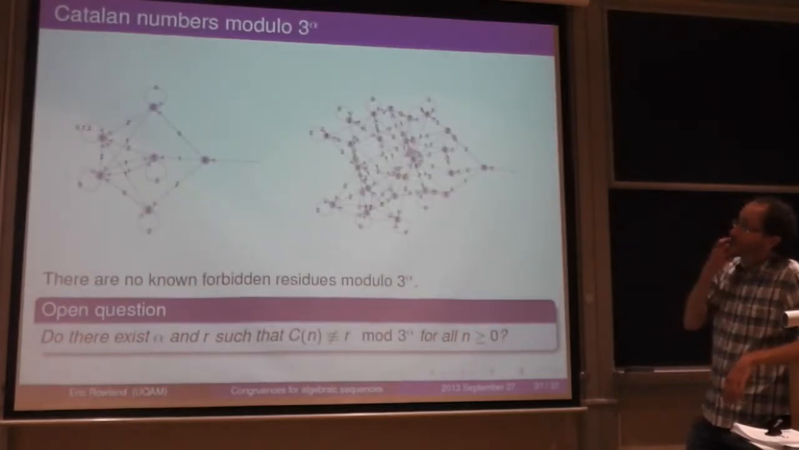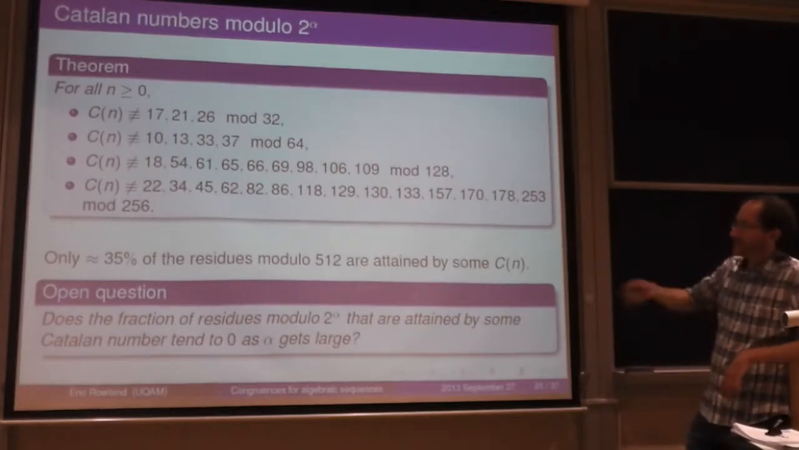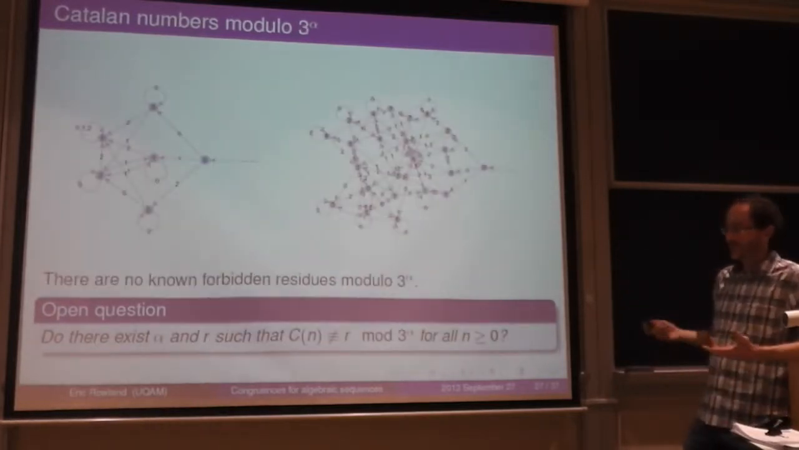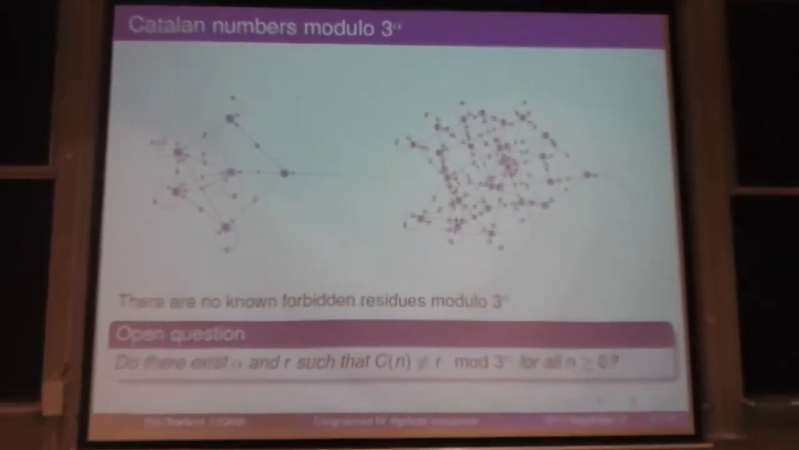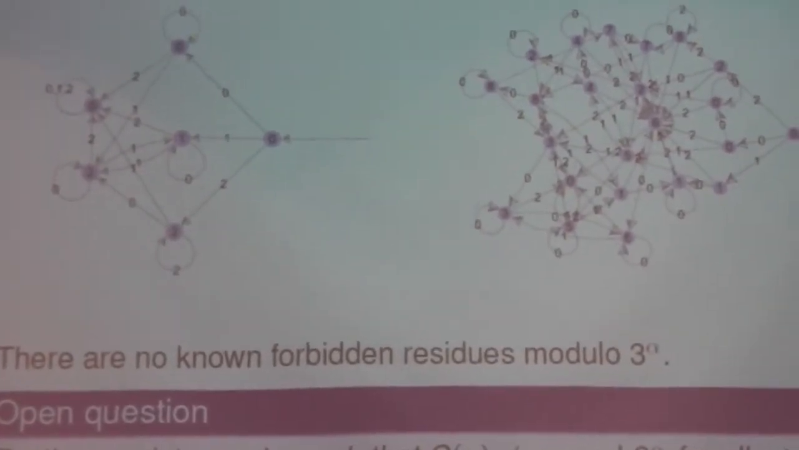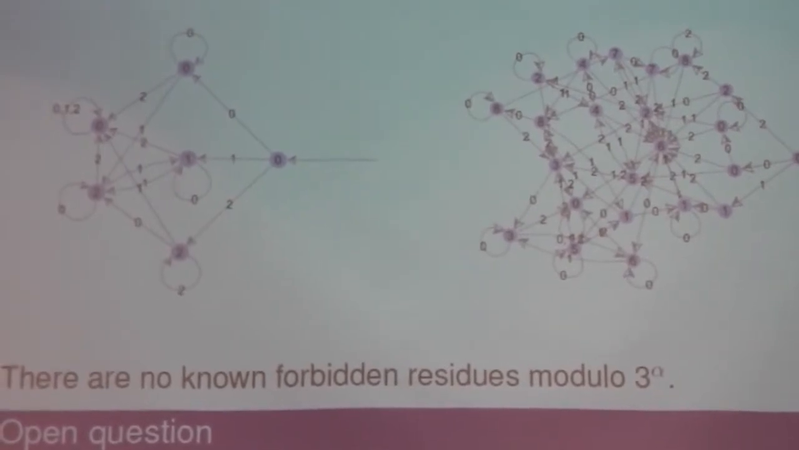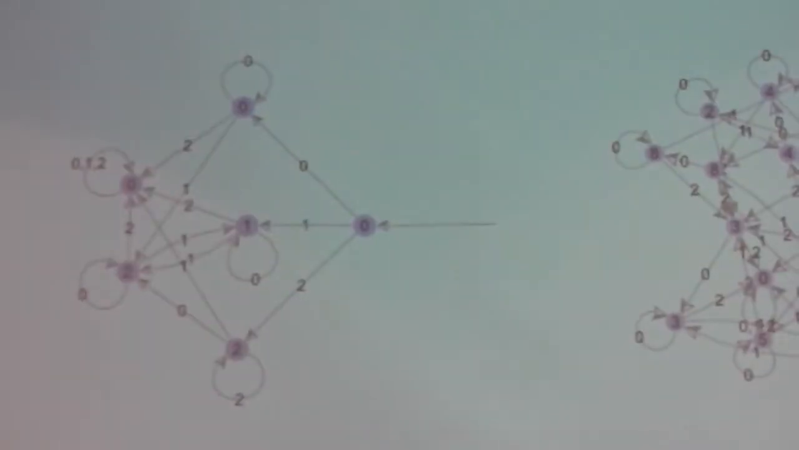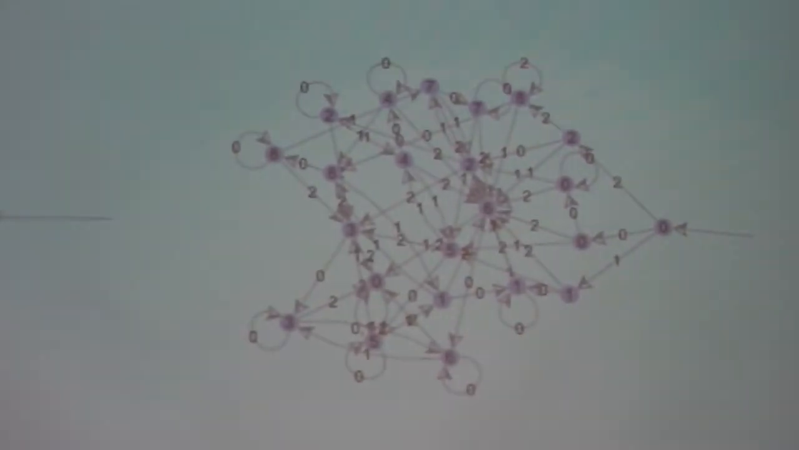All right, so modulo 3 to the alpha here, automata for the Catalan numbers mod 3 and mod 9. Contrary to the case modulo 2 to the alpha, where there is an abundance of residues that never get hit, I haven't found a single residue modulo a power of 3 that is forbidden. I don't know what the explanation is. Maybe it has to do with the equation that the Catalan generating function satisfies. But it would be interesting to either prove or disprove that there are no forbidden residues modulo a power of 3.